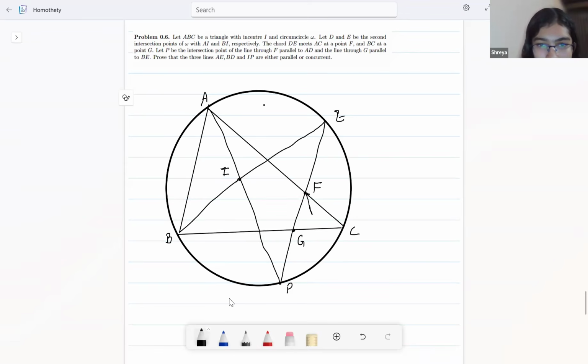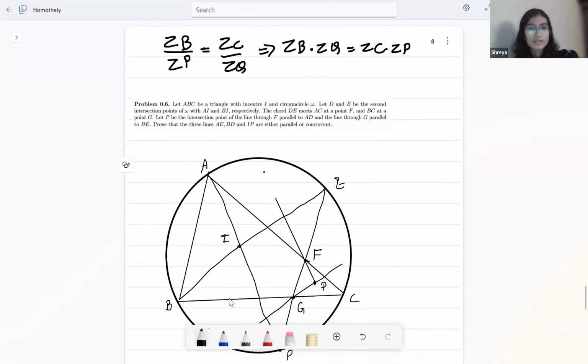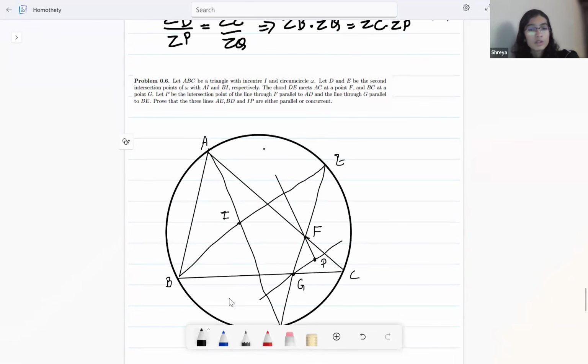P flat is AD. No. That's D. Okay, sorry. Is this P? Okay, prove that IP, BD, and A are all parallel or concurrent. This is not a homothety problem per se, it's more of other normal synthetic geo, but it has one very nice homothety thing.